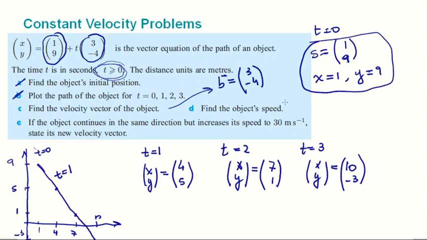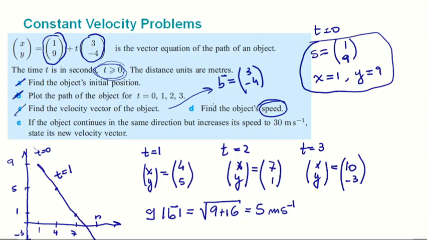Now find the object's speed. Now speed is the magnitude of this vector. So we would need to do the magnitude of b. So the magnitude of b is the square root of 3 squared, which is 9, plus negative 4 squared, which is 16. So this would be 5. So the magnitude of our vector is 5. So the speed is 5 meters per second. So far so good, right? Oh, sorry, that was D.